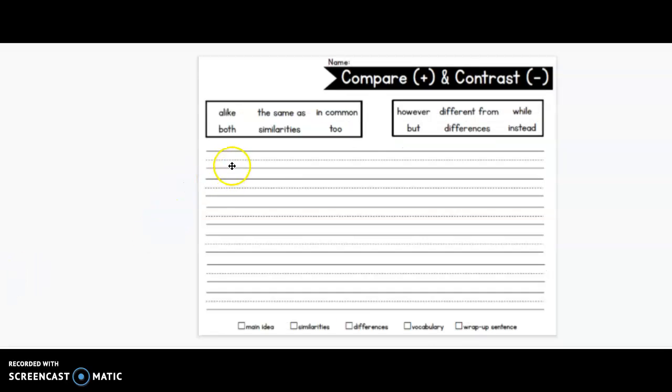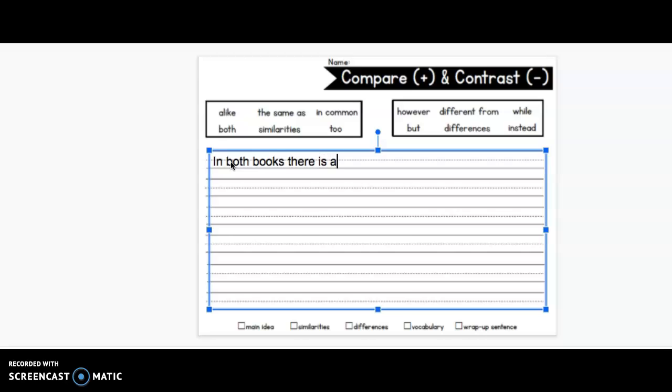Okay, so I'm going to start my writing by saying how the characters are the same. So in both books, there is a grandma, wolf, and Little Red Riding Hood. If you look, I forgot to capitalize my name, so I'm going to go back and make sure that they have capital letters. Okay. I have how the characters are the same in both books.